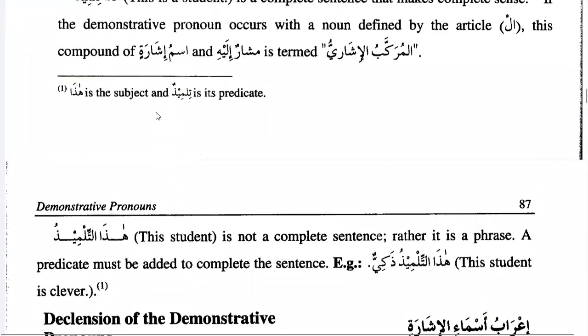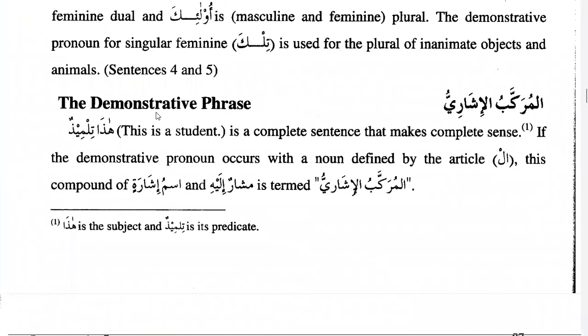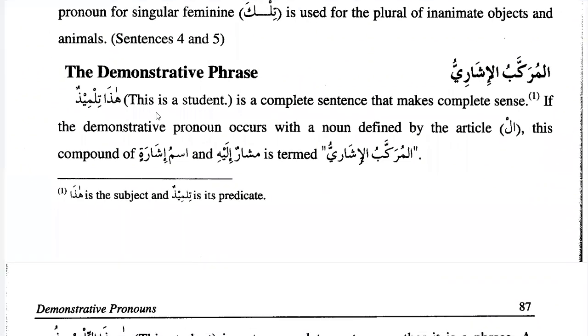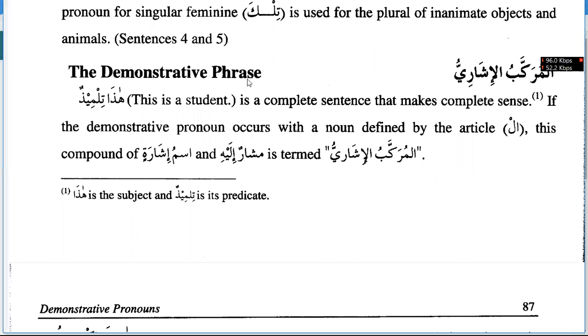Declension of the demonstrative. Wait a minute. Tell me, what is al-murakkab al-ishari? Murakkab al-ishari is the object or person we're referring to. That is called mushar ilayh. Oh, you asked just: what is al-murakkab al-ishari? Demonstrative phrase. What is demonstrative phrase? Anyone? The complete sentence that makes sense.